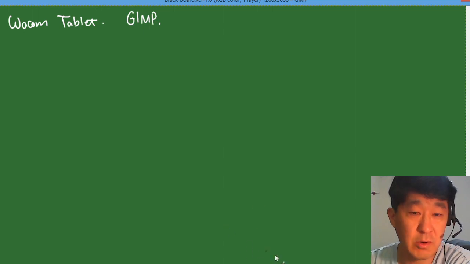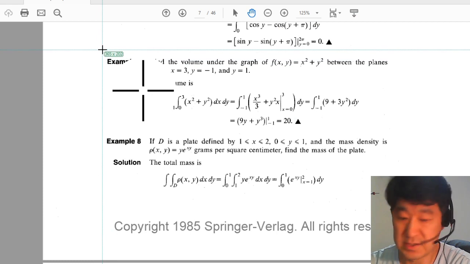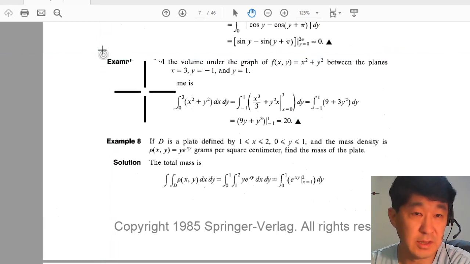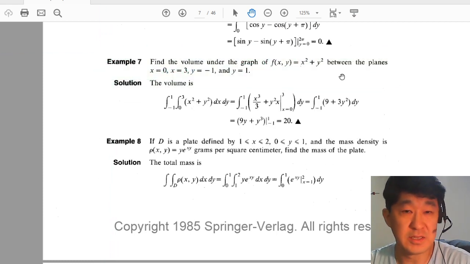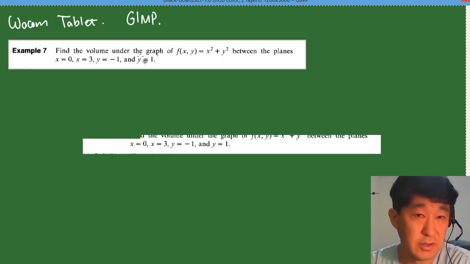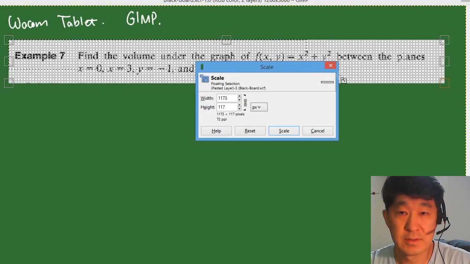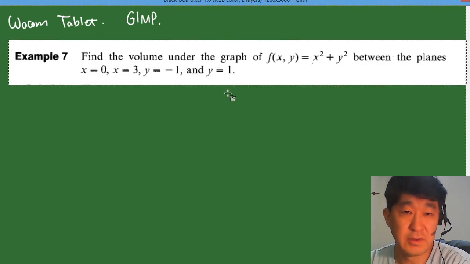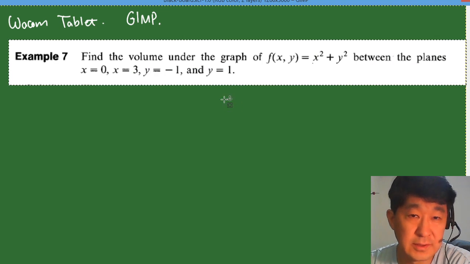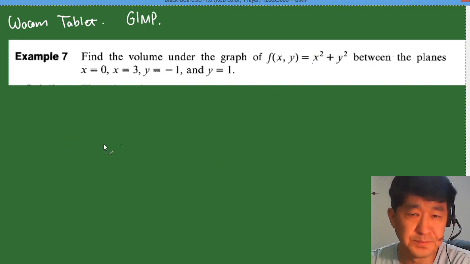So I'm going to go ahead and copy some of this content of a textbook and paste it into this GIMP. And I can make it a little bit bigger, and I can see it better there. Now, once you have that, now we can talk about the solution. You can always copy and paste any prepared sources there, so you don't have to write this one down.